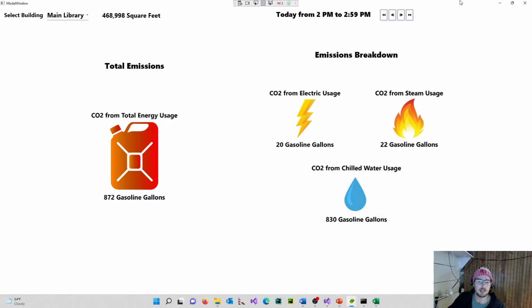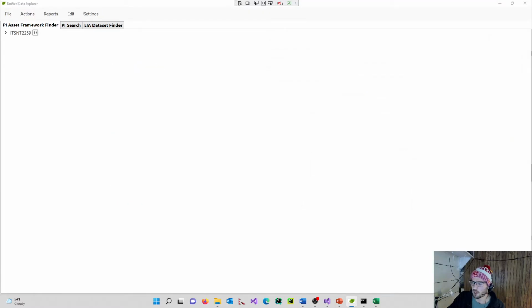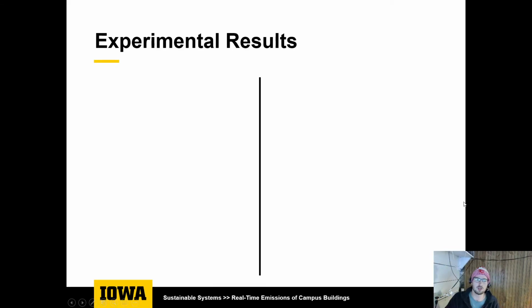So that's a demo of the software. And we've got 2 more slides to wrap up this presentation. With this software platform in place, we're in a position to perform experimental results on this CO2 metric. So I put together 2 pretty simple experiments.